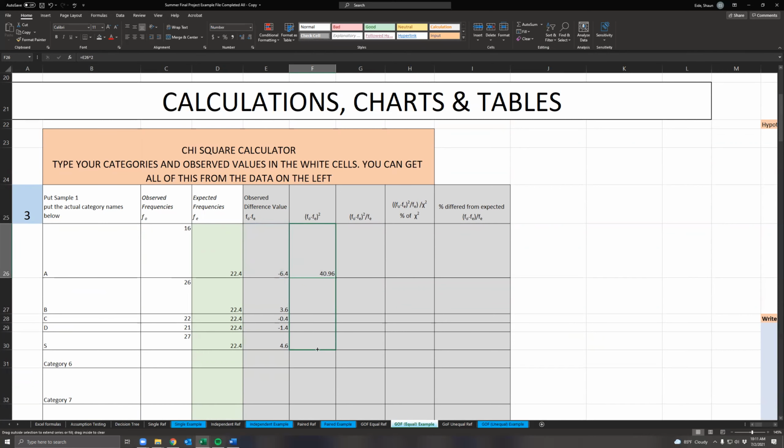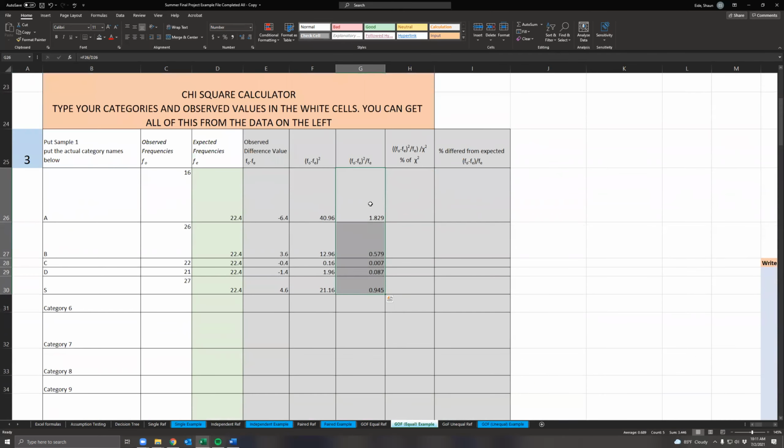And we're going to drag this down. And now we are going to do frequency observed minus frequency expected squared, divided by frequency expected. So we're going to do equals this value right here divided by frequency expected. And what this is right here is the contribution of each category to chi-square.